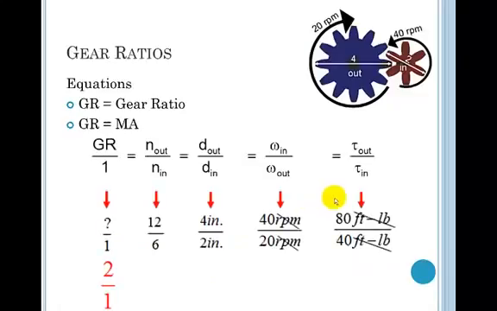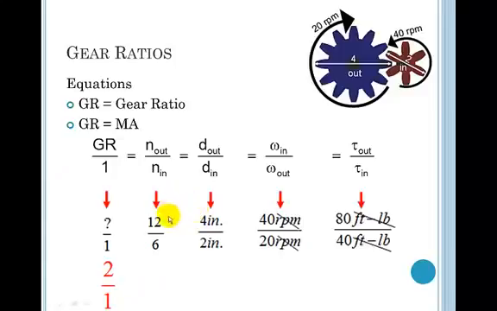Alright, so gear ratios. I'm using GR to be the gear ratio here. The gear ratio is the mechanical advantage of a gear train. Look, I wrote GR over 1, but that was just to help you do the cross multiply and divide. Let's go through what that looks like.